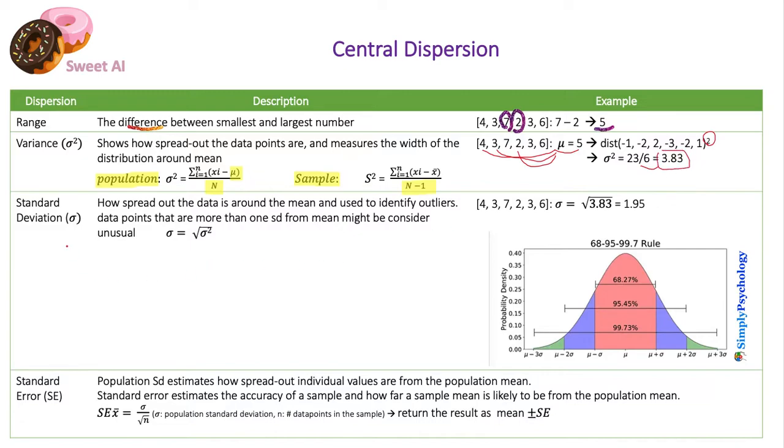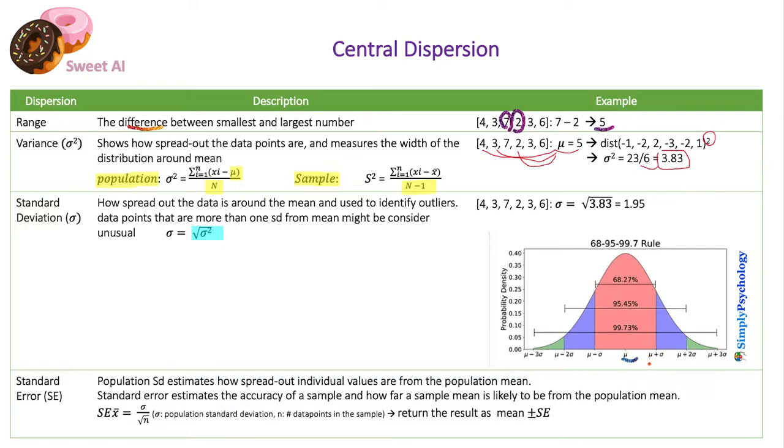Now let's talk about standard deviation. The standard deviation shows how spread out the data is around the mean, and it's good for identifying outliers. The reason is when we find data points that are more than one standard deviation from the mean, we can consider those data points unusual. The way that we calculate the standard deviation is we get the variance and we take the square root of the variance.